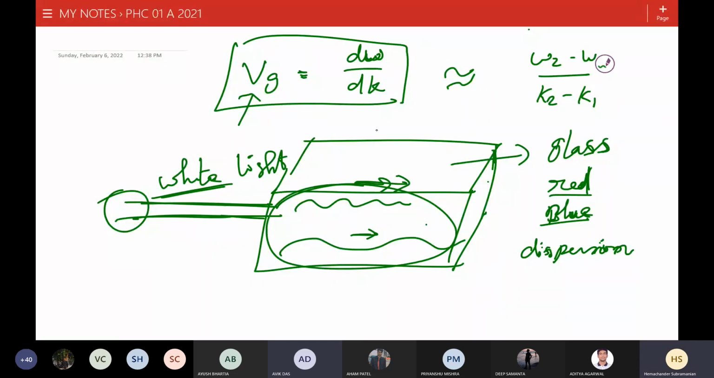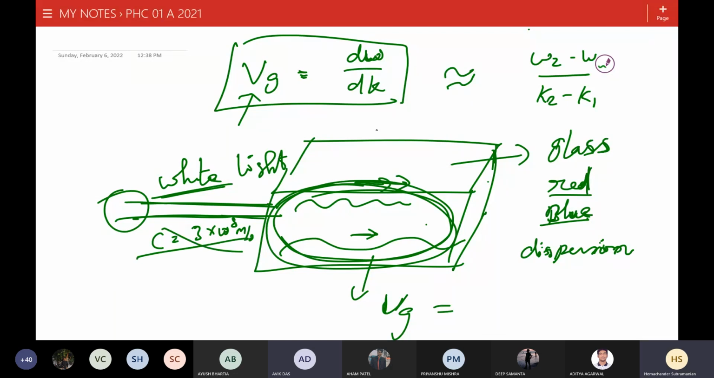I'm not asking the quantitative answer. I'm trying to make you guys understand what a group velocity is. Here, the velocity of the total light that is going through is a group velocity. It is not c equals 3 times 10 to the power 8 meters per second. This Vg is not equal to c. And this Vg is not equal to the velocity of the red light or the blue light or the orange light separately. It's some combination.